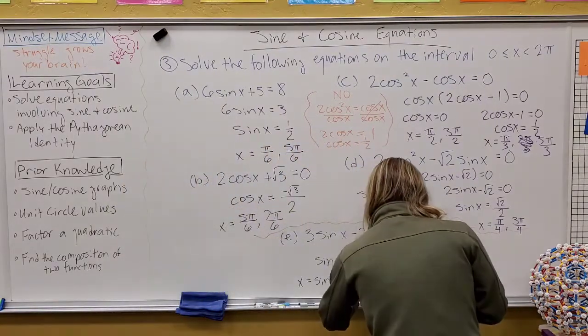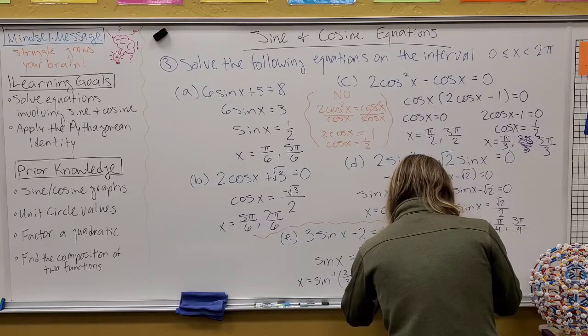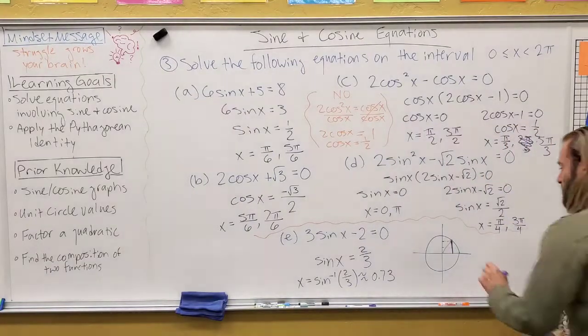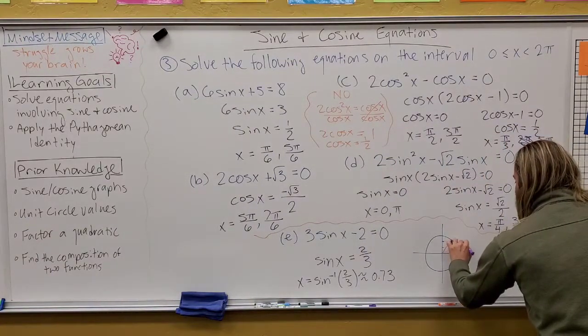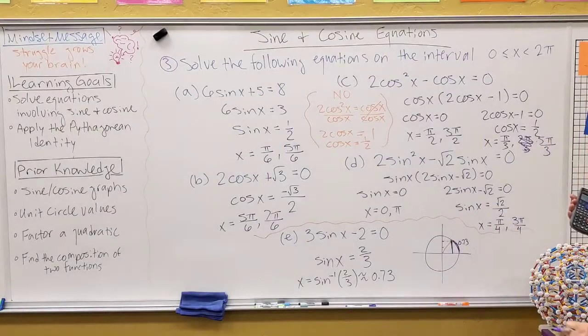So this is about 0.729, I'll just say 0.73. Okay, so we're saying this distance is 0.73. We know that this is pi, which is about 3.14, right guys?